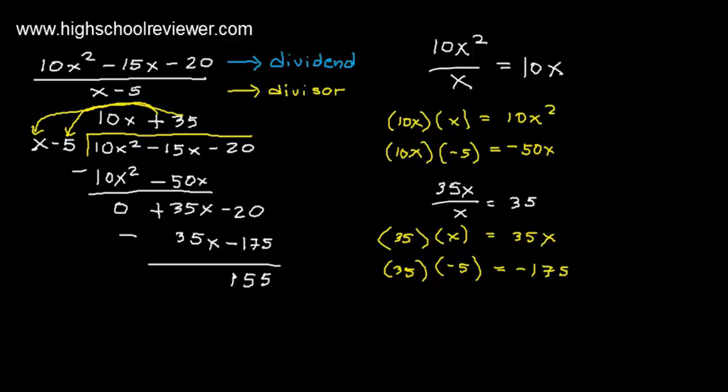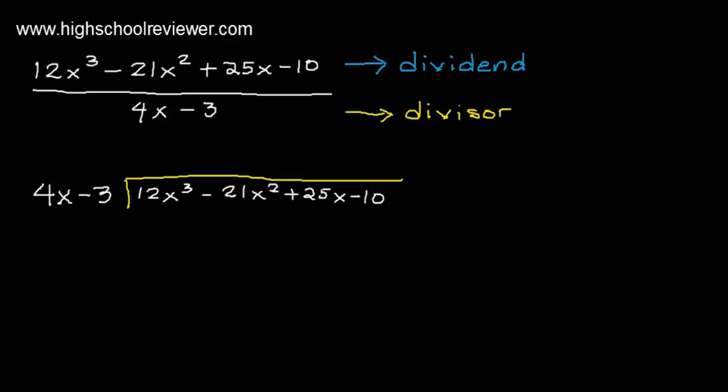Okay, so our final answer now will be, our quotient is 10x plus 35, and this will be added by 155, which is our remainder, divided by the divisor, which is x minus 5. So 10x plus 35 plus 155 all over x minus 5. This is our final answer.